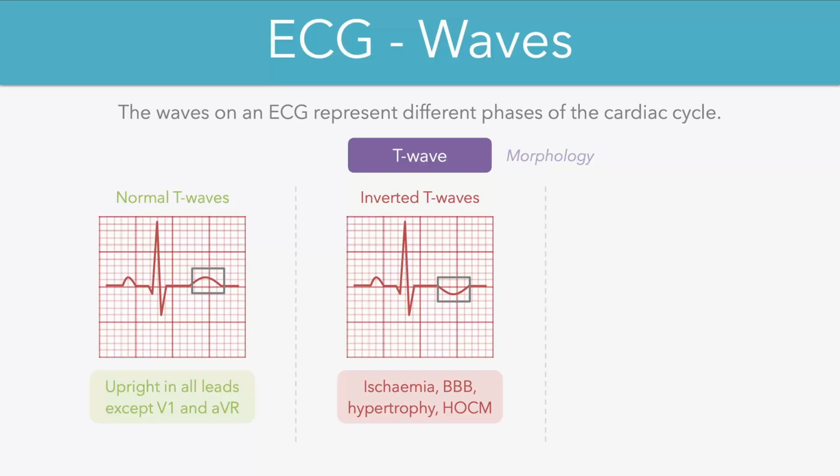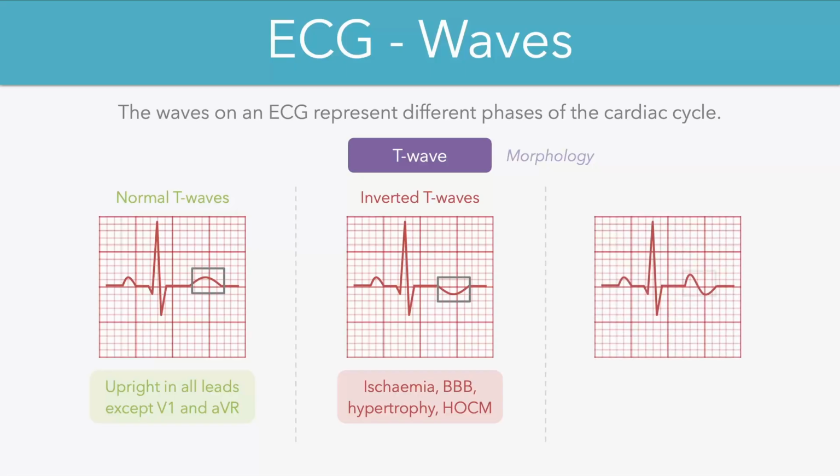Another type of pathology we might see are biphasic T waves, where we have an upward portion followed by a downward portion. And this could be caused by pathologies such as ischemia, Wellen syndrome, and hypokalemia. Whenever you see an abnormality in the shape of the T wave, it's always a good idea to mention which leads are affected, as this can help to localize the abnormality.